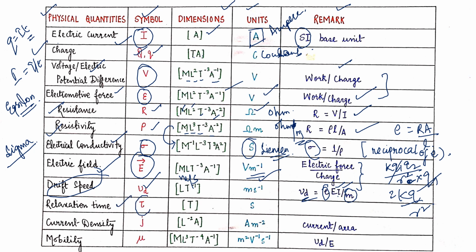Now relaxation time tau has dimension T, given in second S. Current density is given by a small letter J. It's a vector with dimension L minus 2 A, given as ampere per meter square, that is current upon area. Mobility is given by mu. It is mL3 T minus 4 A minus 1, with unit meter square V minus 1 s minus 1, given by Vd upon E, that is drift velocity divided by the electric field.